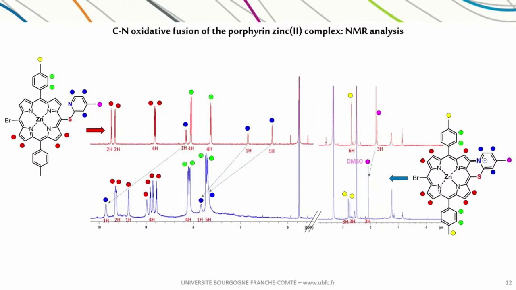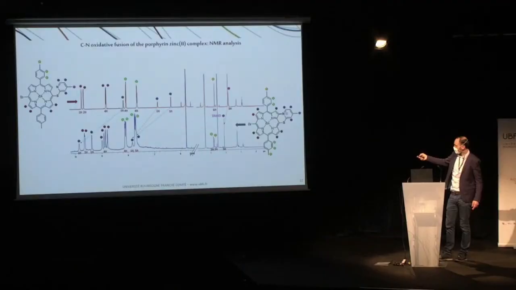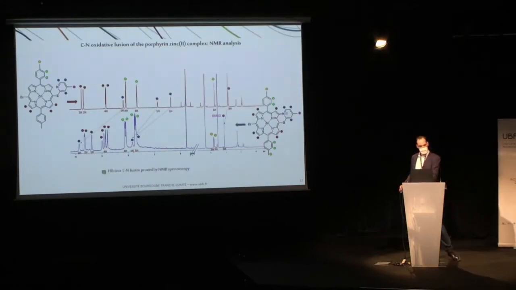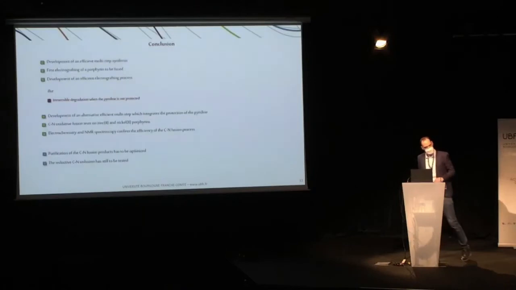Here, this is NMR spectroscopy. Maybe I don't have time to explain everything, of course, but you can just see this one. For this starting molecule, you have just one signal here. And for this fused compound, as we have a loss of symmetry, you have two signals now, and you can see it right here. So that means that NMR proved that this fusion works.